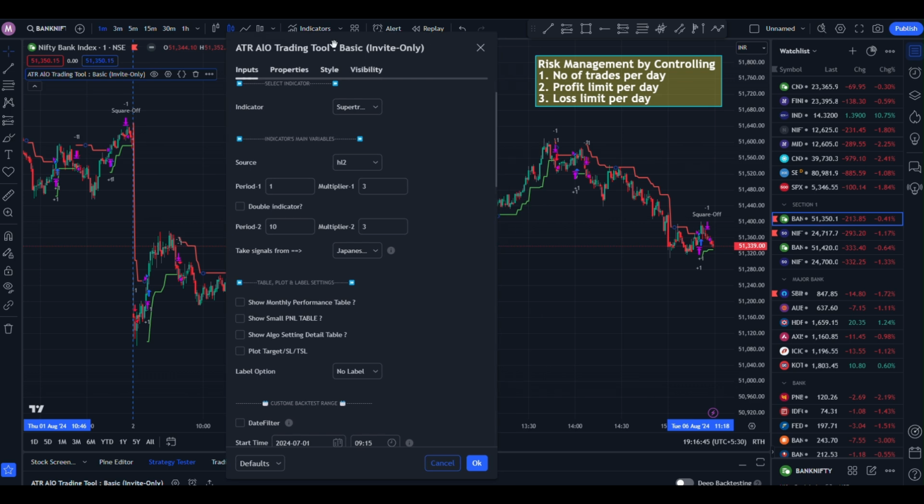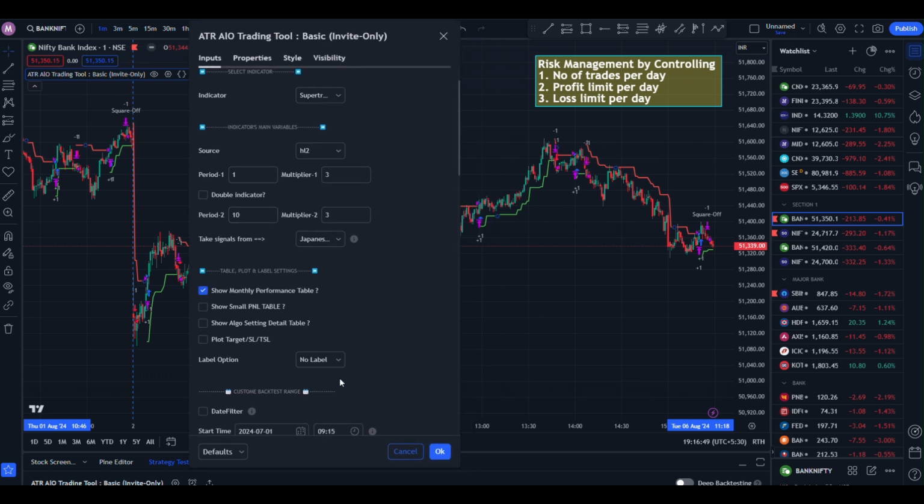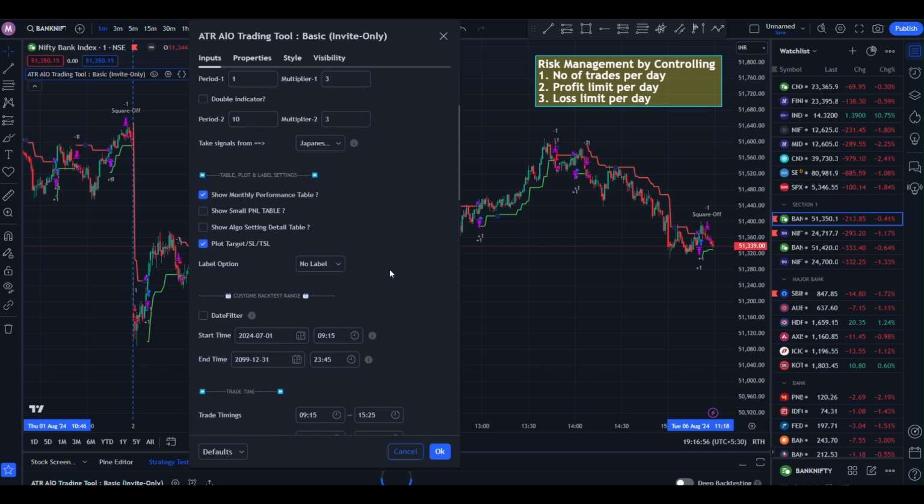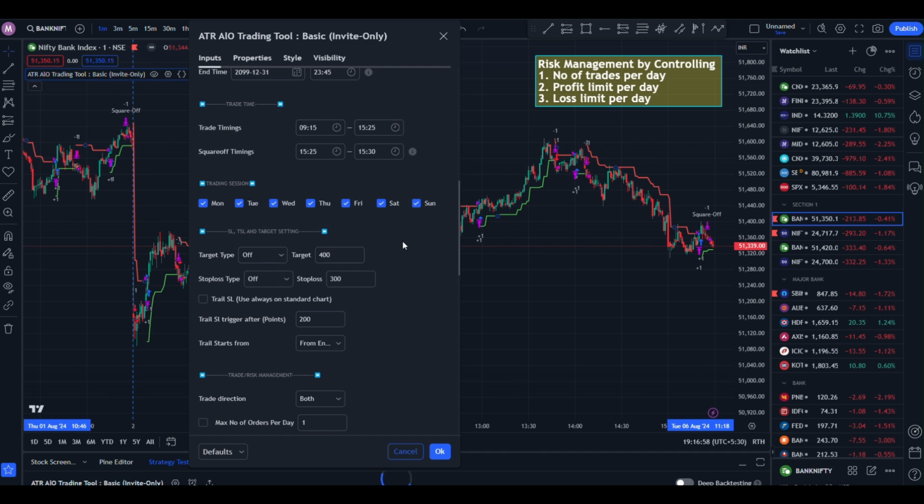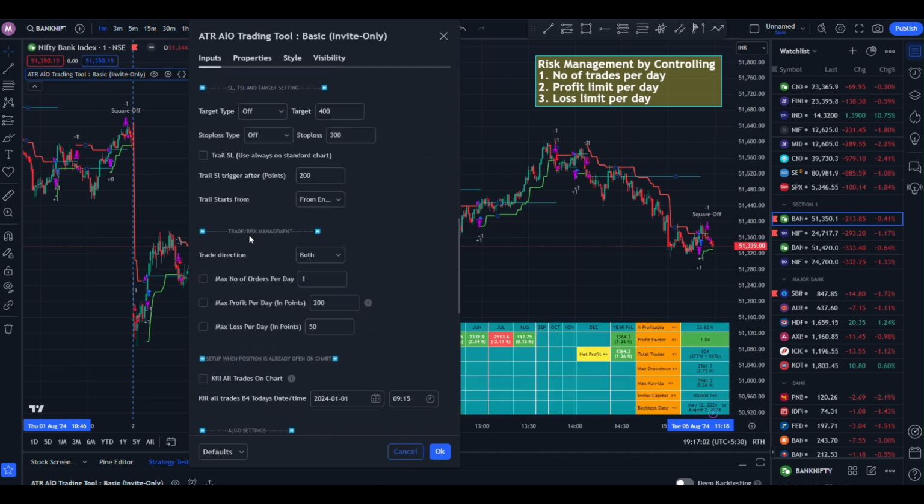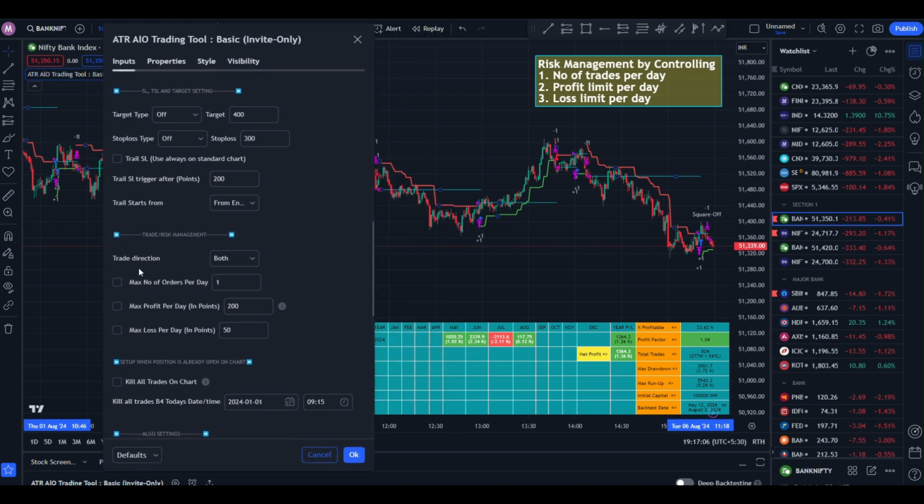In this section, first we will click show monthly performance, so we can see the change in monthly performance. We will also check plot target, SL and TSL. Now let's go to this section, trade and risk management. First of all, the trade direction. Right now there are both directions, long and short side, both sides you can see.